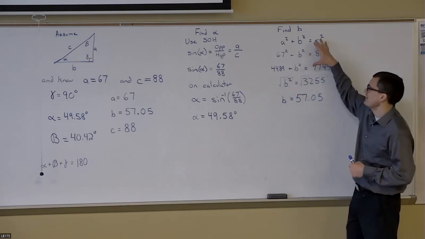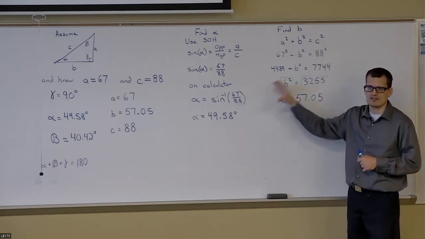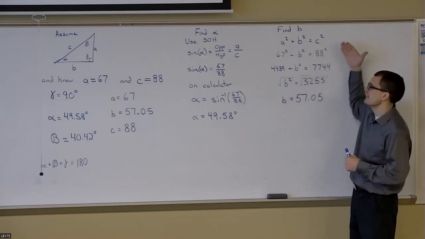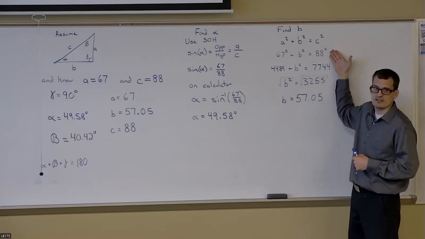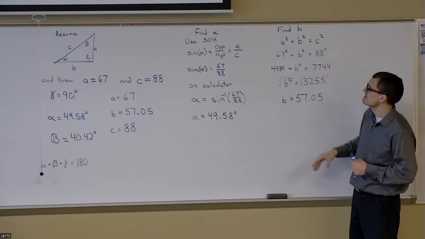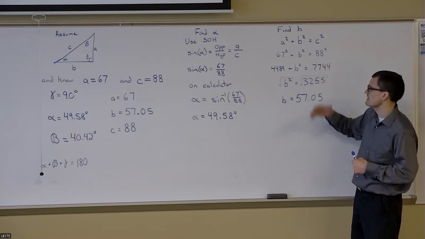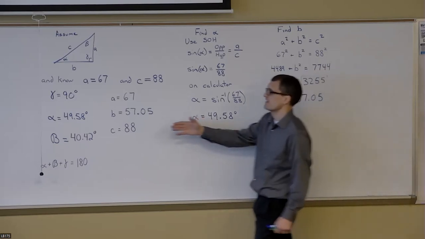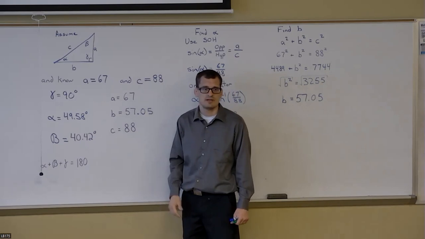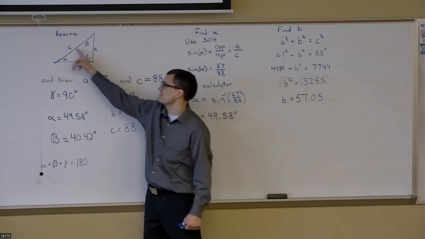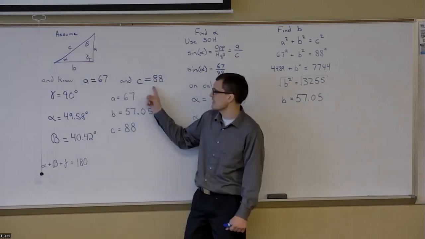Notice we also could have found the B first. It doesn't matter whether you found the angle first or the B first. We didn't need the angle to find the B. We could have just used this. We found the B first, and then if you wanted to, you could have found beta by using the cosine as the adjacent over the hypotenuse. You're already given the A and C.